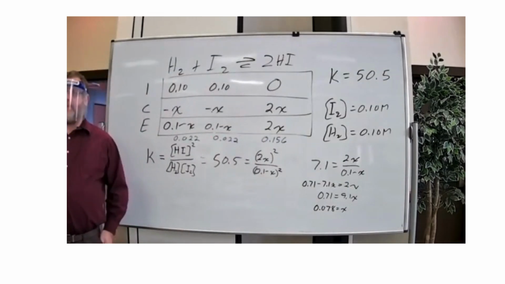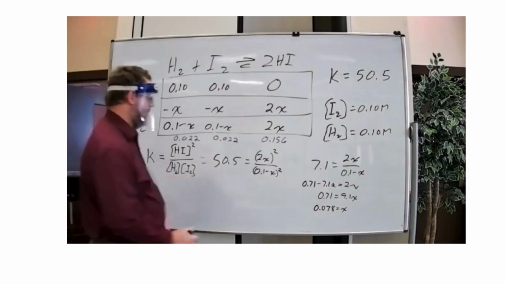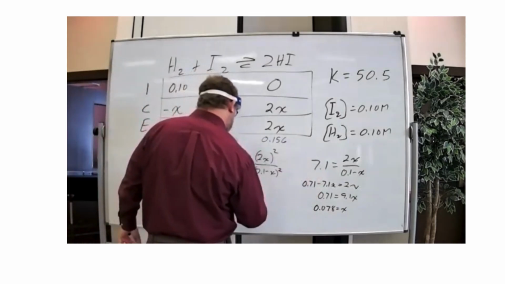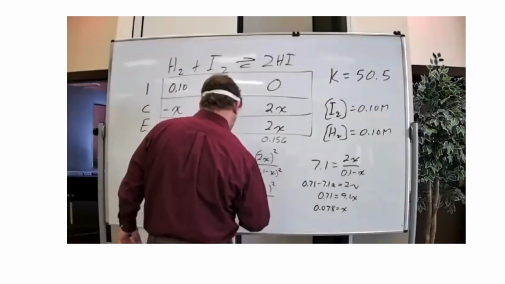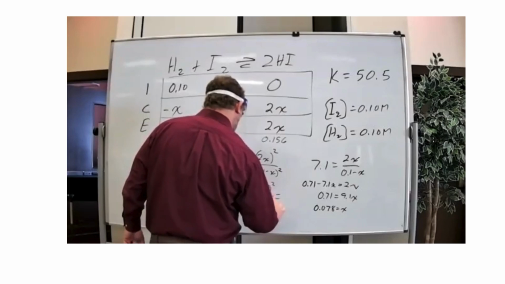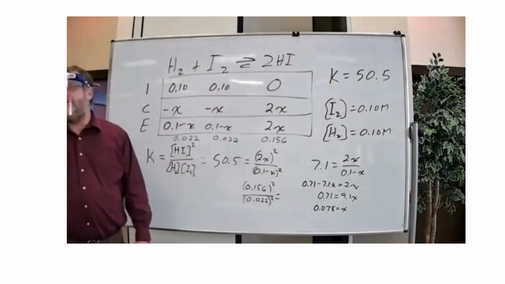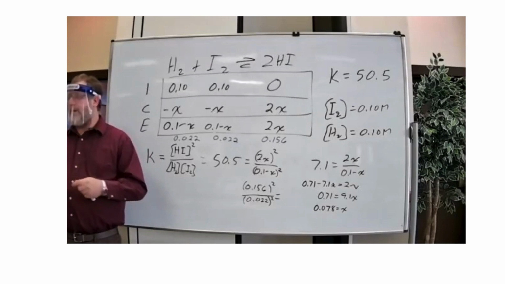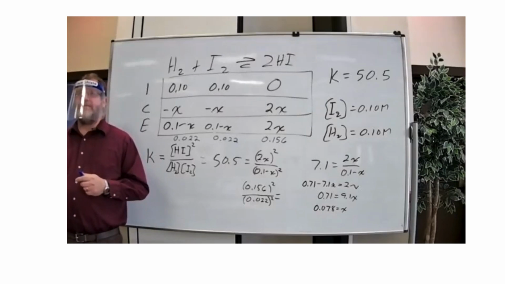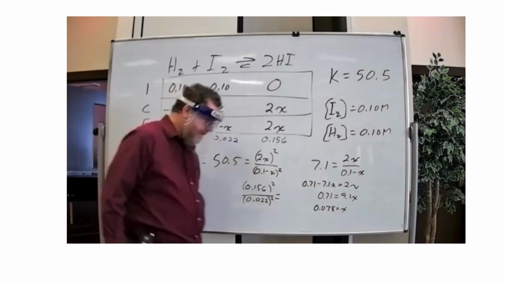Now, one of the things that we will commonly do is check our work. So let's put these values back in here. So if this is 0.156 squared over 0.022 squared, what do I get? That's not going to give us exactly the 50.5. Why? Because I only gave you two significant figures. But it should give us pretty close to that. Okay?